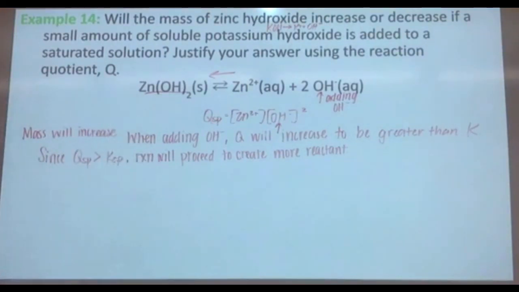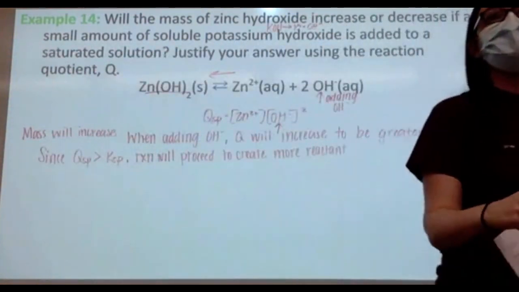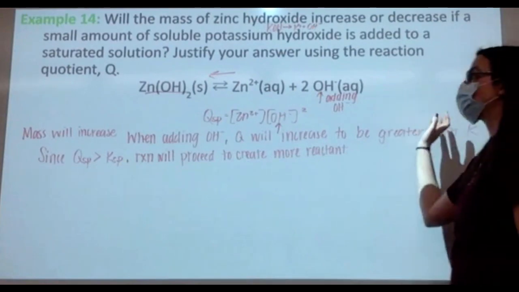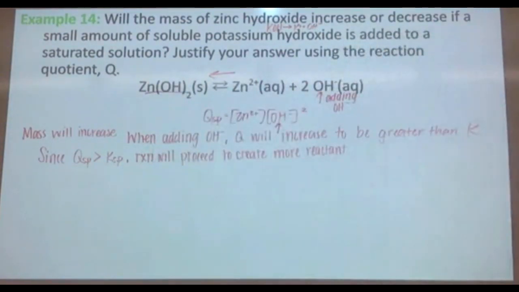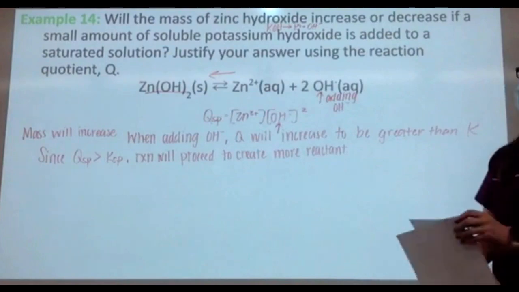So I like leaving some space at the beginning to answer the question, and then we're just justifying our answer. This is just a common ion question. This is why solubility decreases, because you're creating more solid. That means you're using up your ions to create more of the solid. So that's example 14. Any questions on this one?